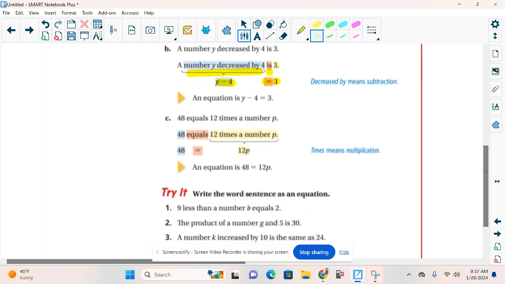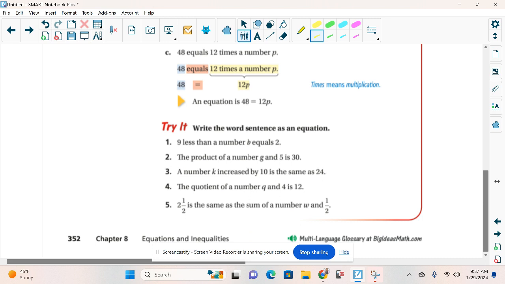So we're going to practice some of this under that try it part. One color is going to represent your equals mark, and the other color is going to represent your problem part. I want you to get the one that's going to represent the equals part. Number 1 says 9 less than a number b equals 2. Well, what keyword in here means equals? Equals. So I want you to highlight that with one color. Then I want you to take your other color and highlight the problem part.